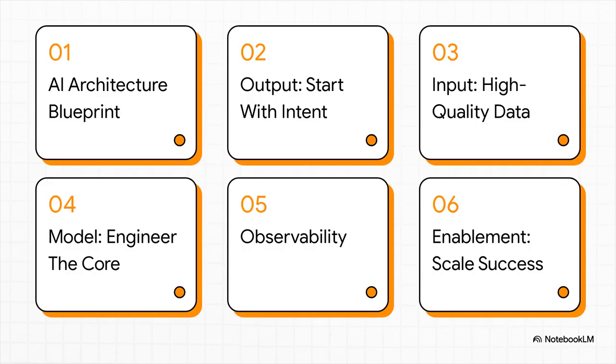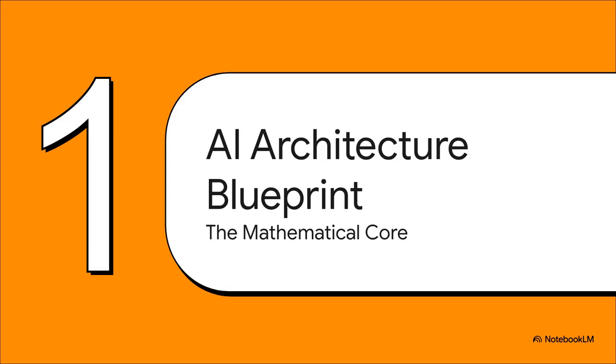Okay, here's our roadmap. We're going to establish the overarching AI architecture blueprint, and then we'll break down its 5 interlocking components: output, input, model, observability, and enablement. This is exactly how we escape that exhausting hype cycle. All right, Section 1, the AI architecture blueprint.